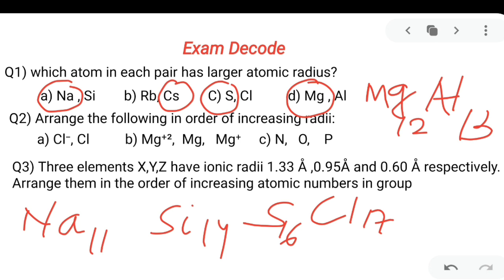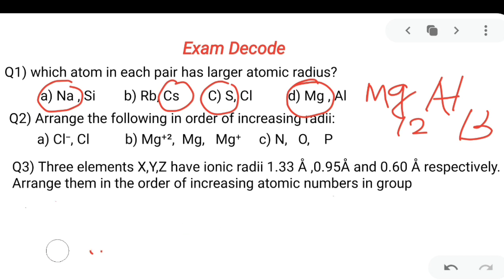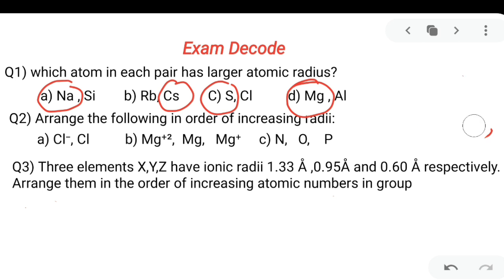Now let us discuss question number 2. I have given the question that you need to arrange the following in order of increasing radius. Cl minus and Cl. Increasing radius means you need to write the smaller one first, then the bigger one. Cl minus is an anion and Cl is the parent atom. So an anion always has a bigger size than the parent atom. So what is the order? Cl less than Cl minus.